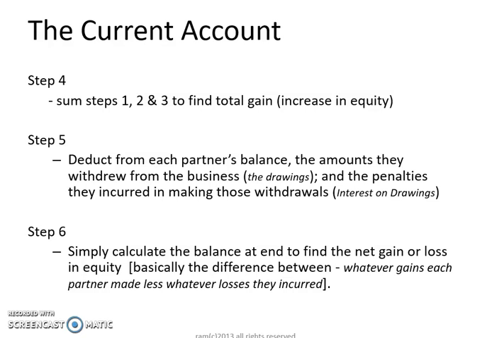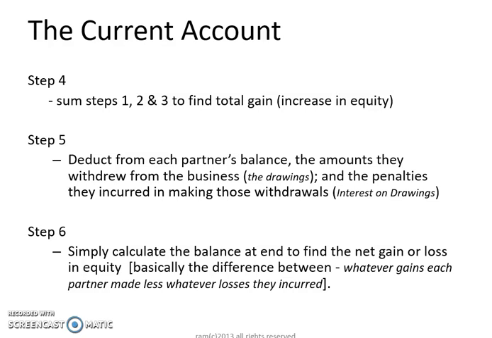Now, once you've done that, you go to step 4, which is that you're going to sum up the opening balance plus all the gains, including that loan interest, if it was there, to find the total gain so far in their equity. And then what you're going to do at step 5 is that you're going to take away from that gain the amounts that they withdrew out of the business. In other words, whatever losses they incurred during that year.